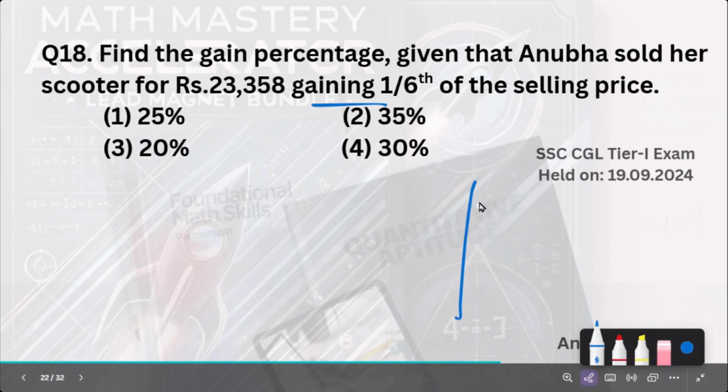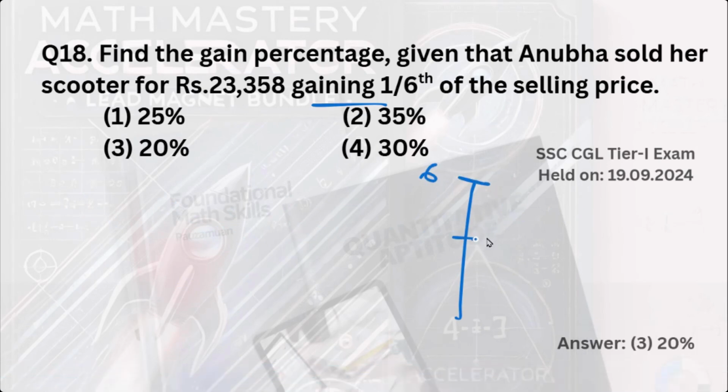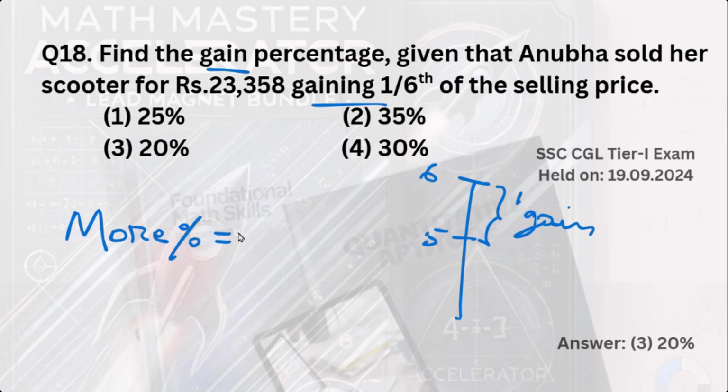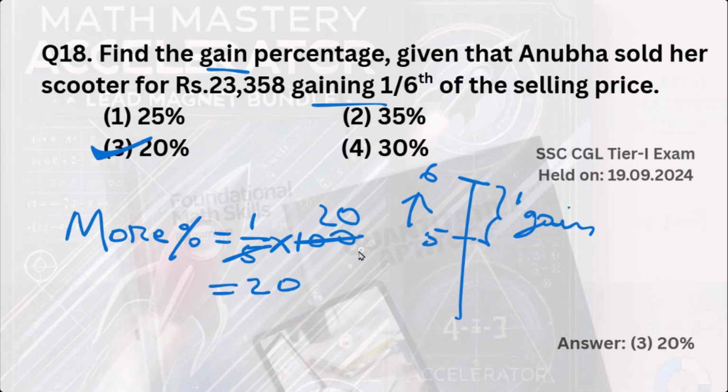Gaining 1/6. Out of 6, one part is gain. This is one part. 6 minus 1 is 5. Gain is more, more percent is 6 minus 5, 1, divided by the smaller number 5, into 100. 5 2s are 10, 20. Option 3 is the right answer.